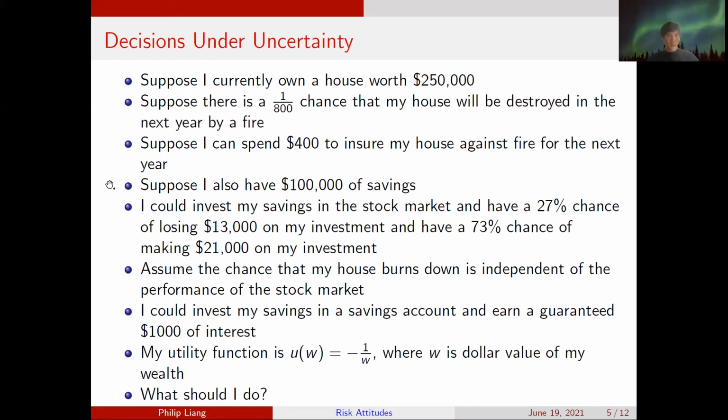And the other potential source of risk is I have $100,000 of savings, which could either be invested in the stock market, giving me a 27% chance of losing $1,300 and a 73% chance of making $2,100. And I will assume that the stock market performance is independent of my home burning down, or I could invest my savings in a savings account and earn a guaranteed $1,000. And my utility function is going to be U of W equals -1/W, where W is the dollar value of my wealth.